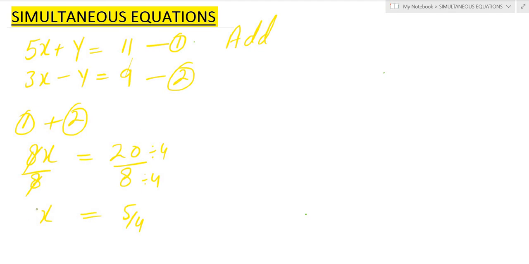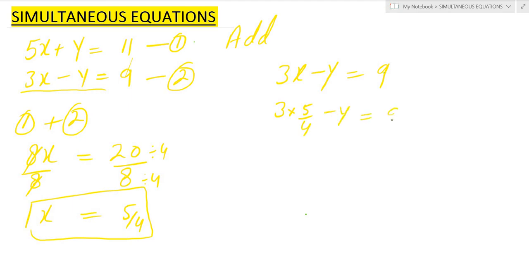Now to find y, we need to substitute x in any one of the equations. I'm going to choose the second one this time. So it's 3x minus y is equal to 9. I'm going to replace x by 5 over 4. So 3 times 5 over 4 minus y is equal to 9. I just replaced x by 5 over 4.